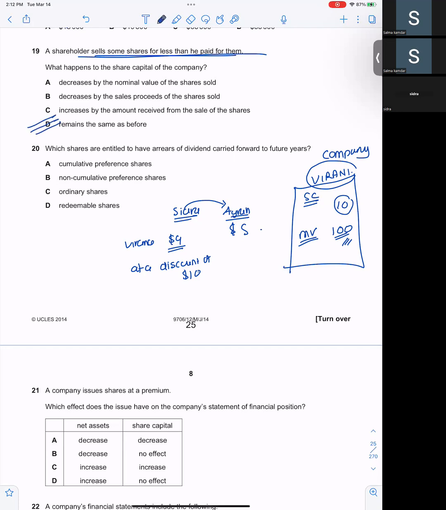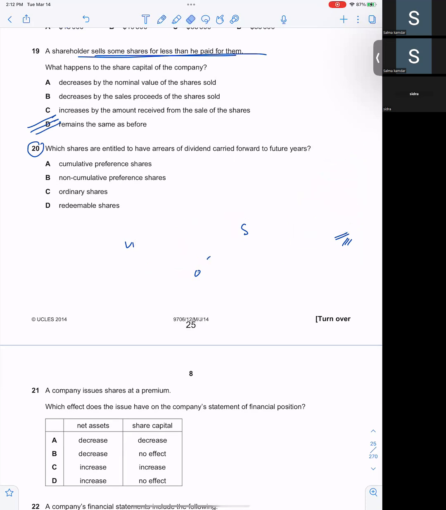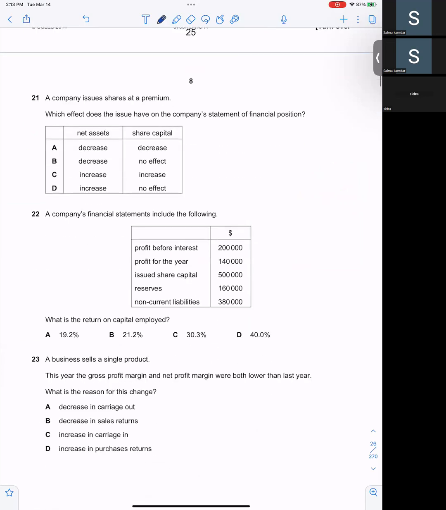Come on, 20th. Which shares are entitled to have arrears of dividend carried forward to future years? Arrears of dividend carried to future years. Cumulative, no? Yes. 21st.